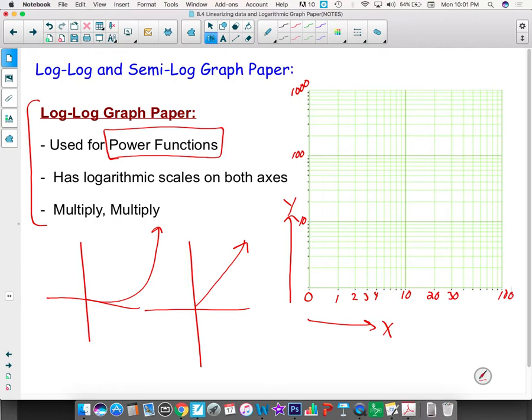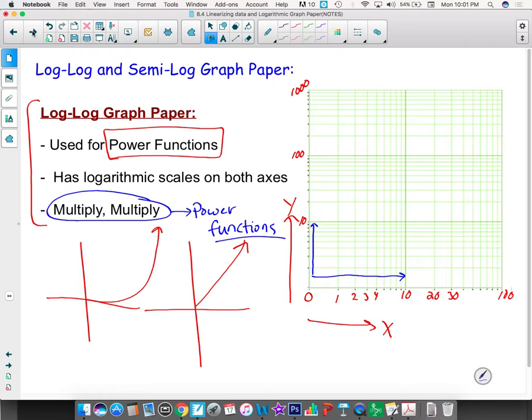All right? So that looks like the log. The way you can recognize it's a log function or a log graph paper is it kind of gets crunched together when you're going to the right, and it gets crunched together as you're going up. All right? This is for a multiply pattern, okay, which is right here. And if you guys remember, multiply is for power functions. Okay, so that's specific to power functions.